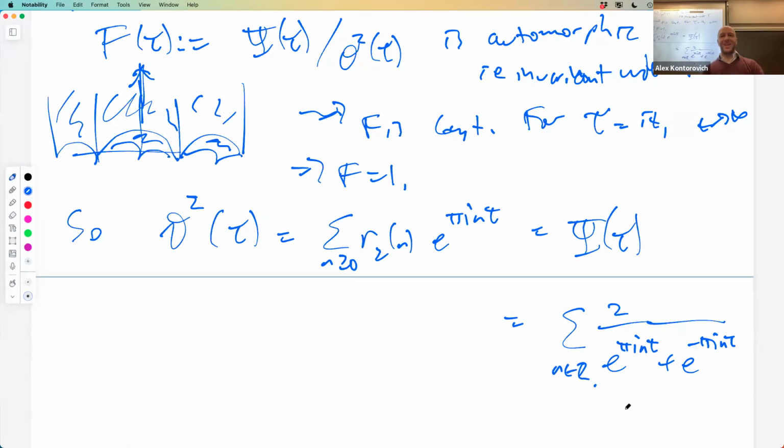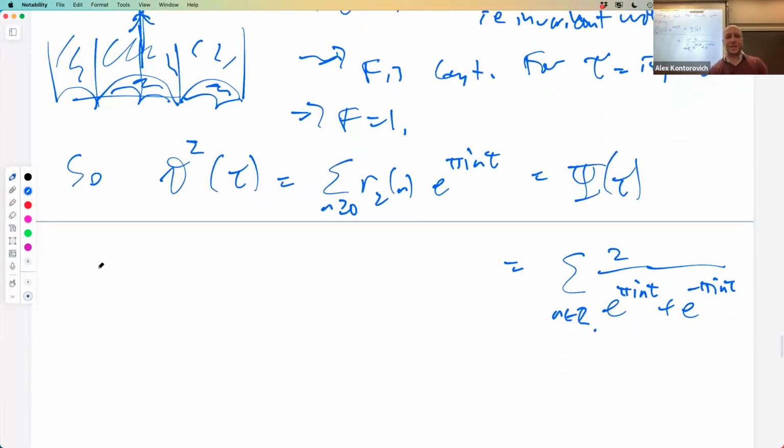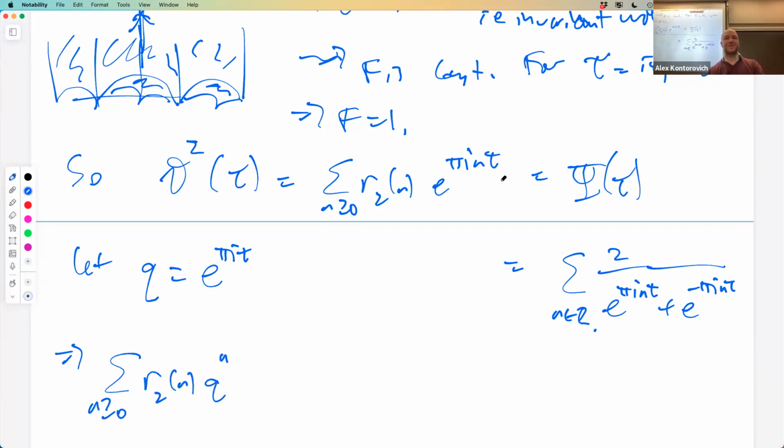Somewhat? Okay. What's convenient at this point, and customary, is to call this letter q. Let's write q as e to the pi i tau. Then this looks more like a power series, a sum of r2 of n q to the n, which is equal to a sum over n in Z of 2 over q to the n plus q to the minus n. Everybody see that?